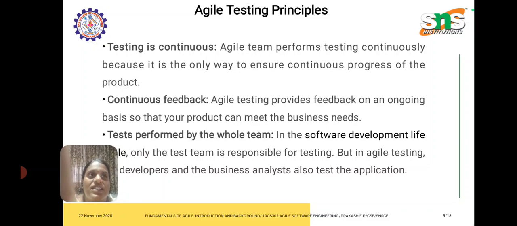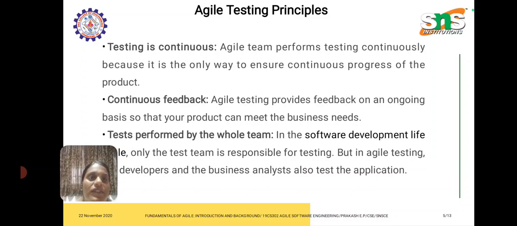First one is testing is continuous. The testing will be performed continuously because it is the only way we can ensure the progress of that particular product. Next is continuous feedback. Agile testing provides feedback so that the product can meet our business requirements. The testing will be performed by the whole team.